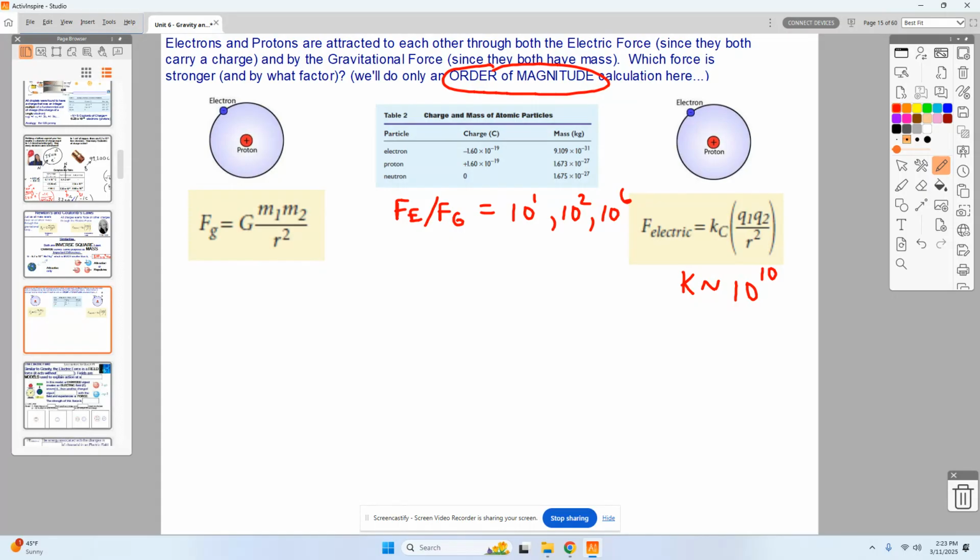Let's try G. I know it's 6.67 times 10 to the negative 11, but I want to write it as a power of 10. So I'm going to use a squiggly, not an equal sign. It means it's about this. What power of 10 would you write that as? 10 to the what power?